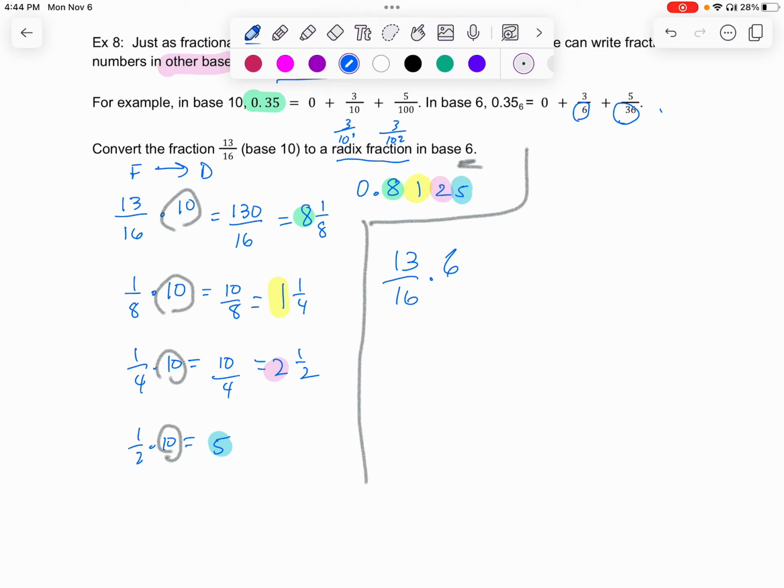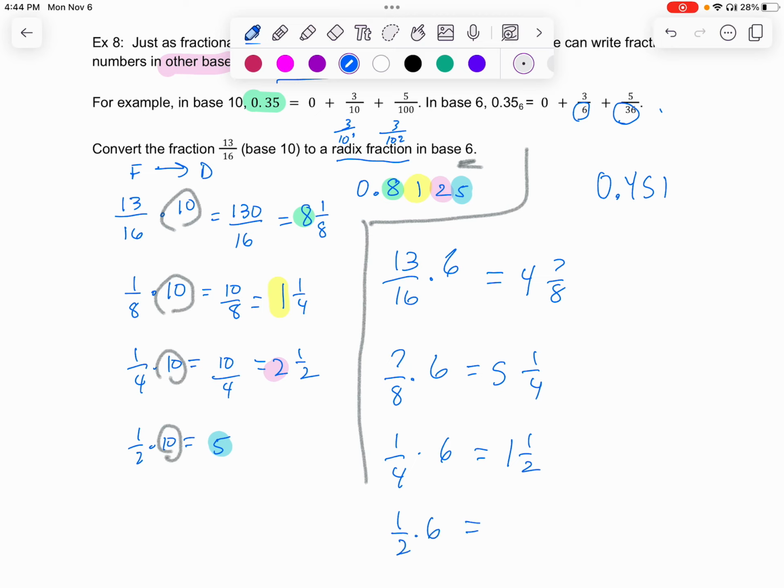And when I multiply that by 6, that is going to give me 4 7/8. So there's the 4. And then I have 7/8 times 6, 5 1/4. 5 goes over there. Then I have the 1/4 times 6, which gives me 1 1/2. 1 goes there, and 1/2 times 6, which gives me 3. And there is my final answer, the radix fraction in base 6 of 13/16.